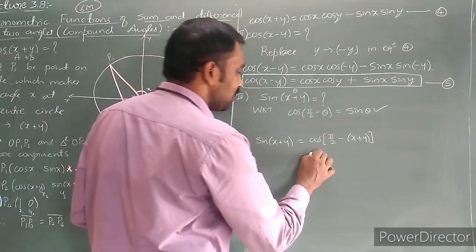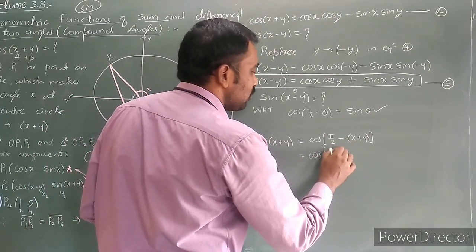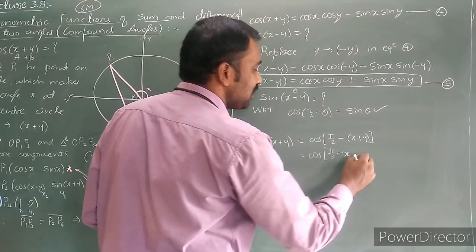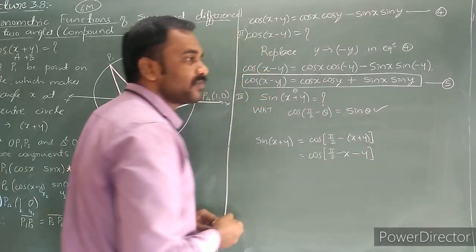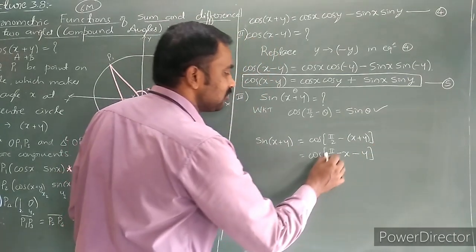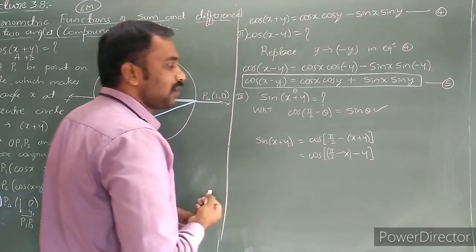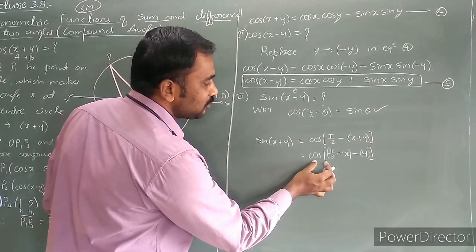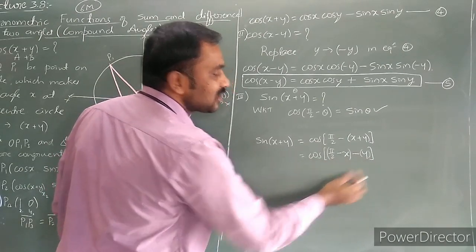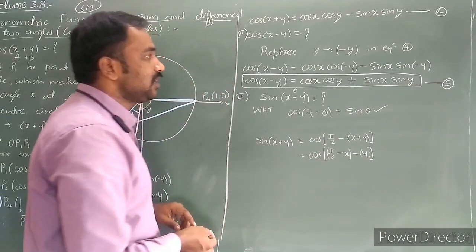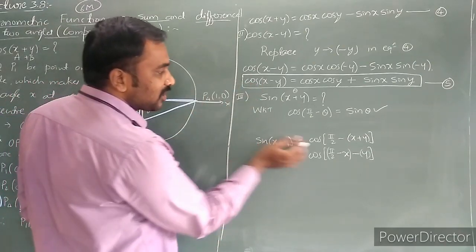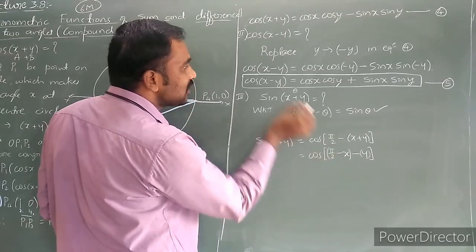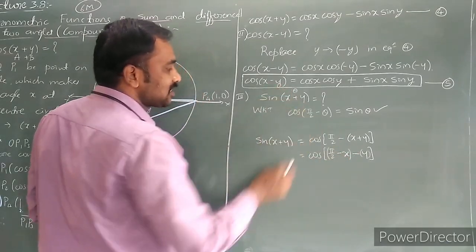Just group the terms. How do I group the terms? Open the bracket: pi by 2 minus into the bracket, that will give minus x minus y. Now here I group the terms: pi by 2 minus x is one term and y is the other term. Now this is of the form cos of x minus y, or cos of a minus b. What is the cos of a minus b? Observe, in place of x is pi by 2 minus x, and in place of y, the minus as it is.